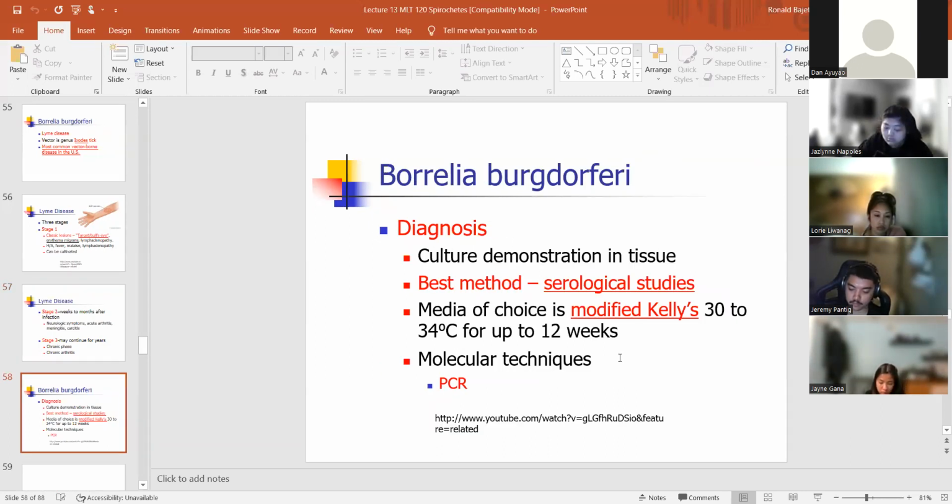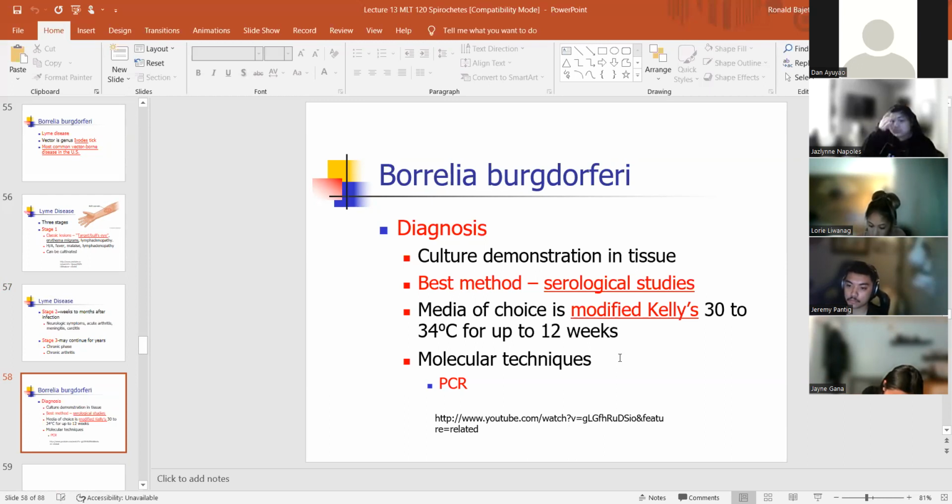Diagnosing Borrelia burgdorferi. This is the Lyme disease. Culture demonstrated in tissue, but the best method to demonstrate Borrelia burgdorferi is serologic studies. The media of choice for Borrelia is modified Kelly's. Make sure you know that. Modified Kelly's. I asked a lot of media of choice on the homework and previous exams. So make sure you know that modified Kelly's is for Borrelia, okay?